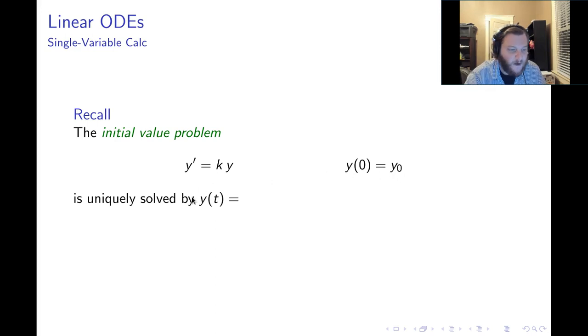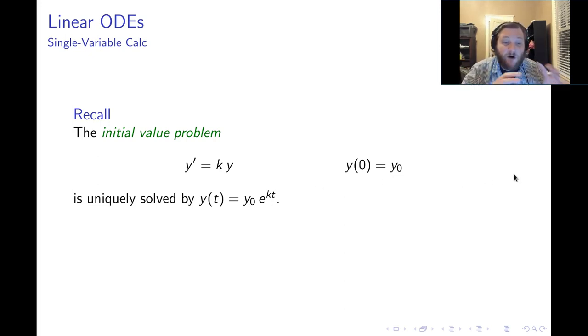And the idea is that in single variable calculus we learn that this initial value problem is uniquely solved by one function, and that function is y sub 0 times e to the kt. So if I take a derivative of this equation, I would get y sub 0 times e to the kt, and then with the chain rule, I would get a constant multiple k. That's equal to k times y0 e to the kt. Furthermore, if I plug in t equals 0 into this equation, I get y naught times e to the 0, which is 1, which equals y naught.